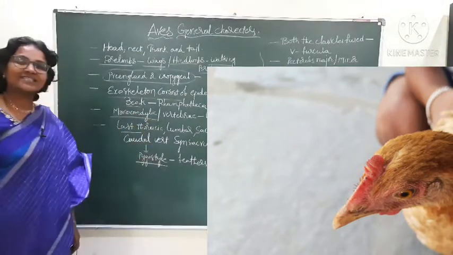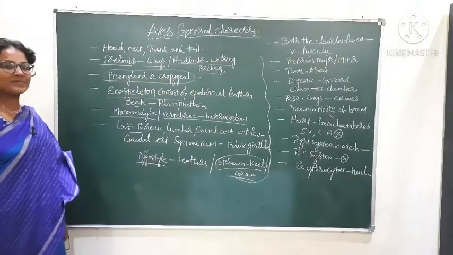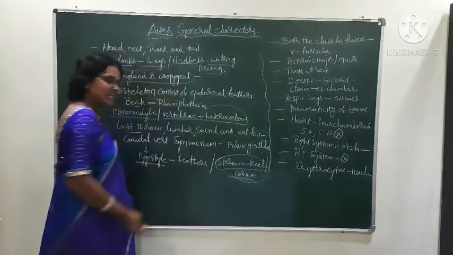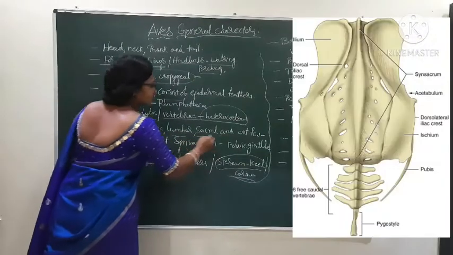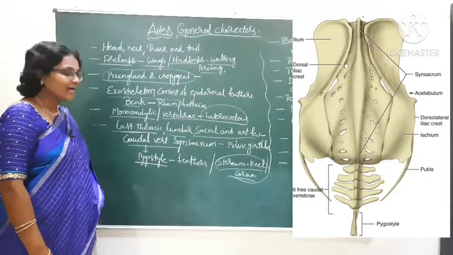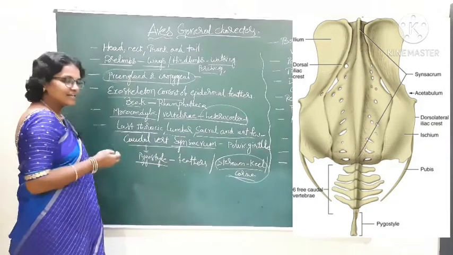Diapsid, monocondylic skull. Vertebrae are heterocoelous vertebrae. You must tell me what heterocoelous vertebrae means, what procoelous means; discuss and find out yourselves. Last thoracic, lumbar, sacral and few caudal vertebrae are fused to form a synsacrum which gives support to the pelvic girdle.